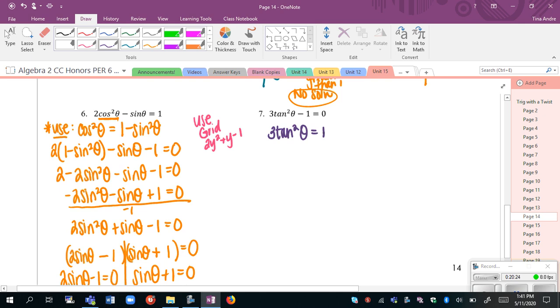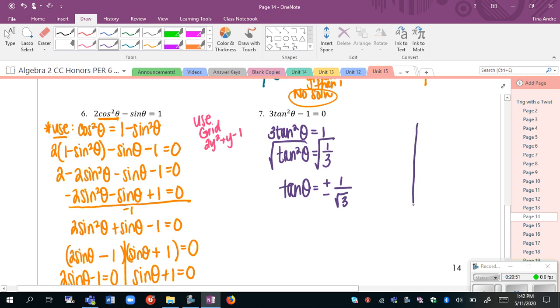But I think it's easier for this one to just get your squared term by itself. So I'm going to isolate the squared term. So divide both sides by 3. So I get tan squared of theta equals 1/3. We're going to square root both sides. Remember, when you square root a variable that was squared, you have to indicate plus or minus. And when you square root 1, you get 1. When you square root 3, you're going to get root 3. So it's plus or minus root 3.